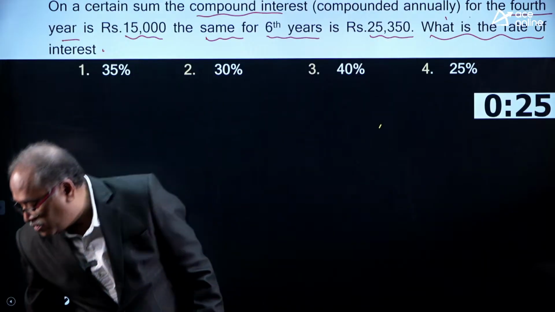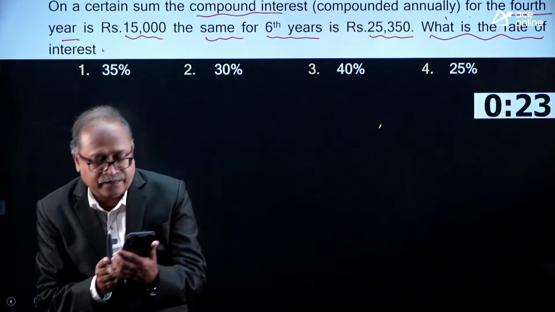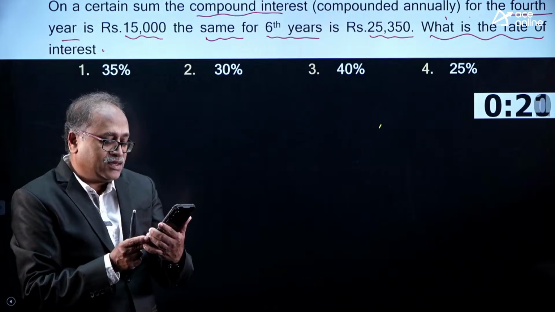In SSC and RRB you get most time. Okay, English.